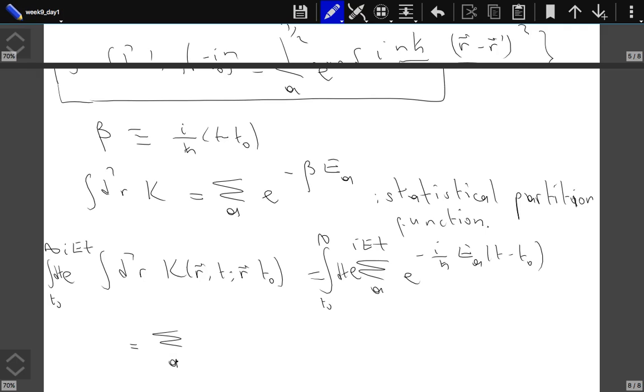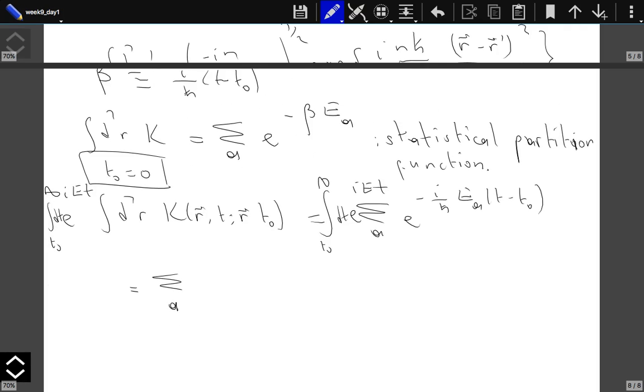This is sum over A. Well, let me just, for simplicity, set T0 equal to 0. It will just simplify my treatment and will not really change much. This is T minus T0. Sum over A, integral from 0 to infinity dt e to the power i(E minus E_A) times t.